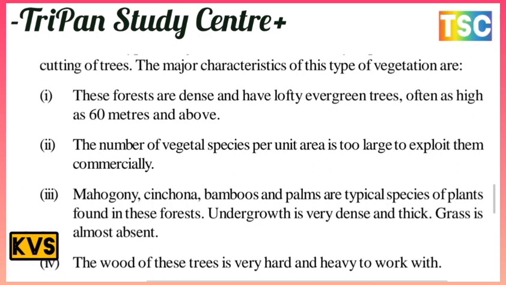Next, mahogany, cinchona, bamboos and palms are tropical species of plants found in this forest. The undergrowth is very dense and thick. Grass is almost absent. And next, the wood of these trees is very hard and heavy to work with.